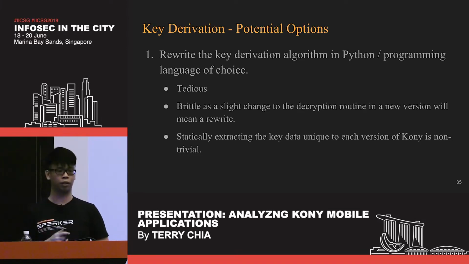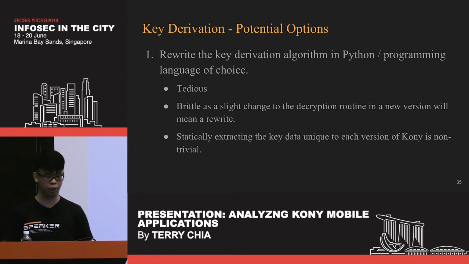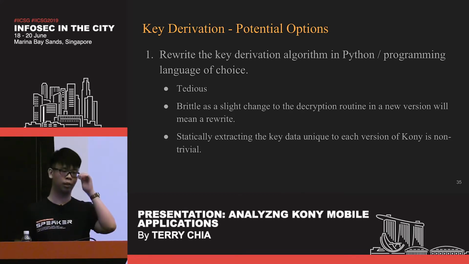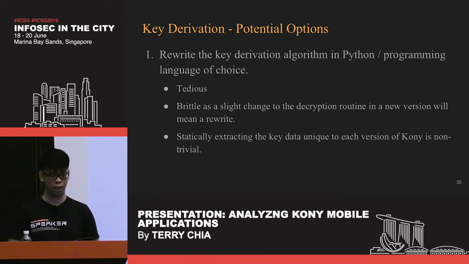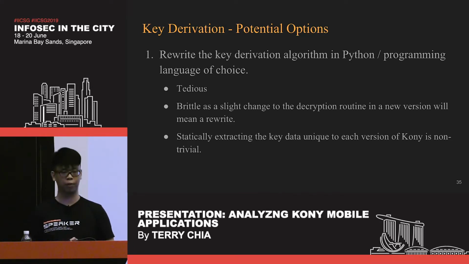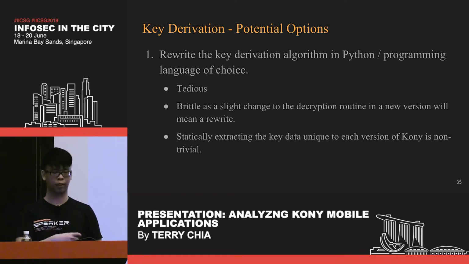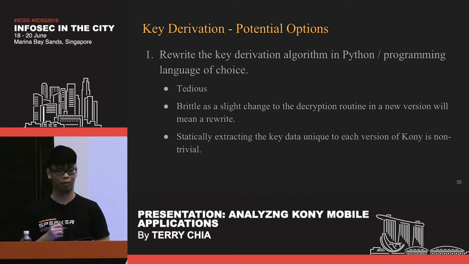I had a few ideas of how to do it. The first potential option is to just rewrite the whole key derivation algorithm in Python or a different programming language. But this is actually very tedious to do because you have to get all these specific steps right. And it is quite brittle, as if they update the framework to change the algorithm slightly, you have to rewrite the whole thing. And the key derivation process actually mixes in a secret value that's unique to each version of the Kony framework. And if you want to statically extract that key data automatically without human analysis, it will take quite a bit of effort.